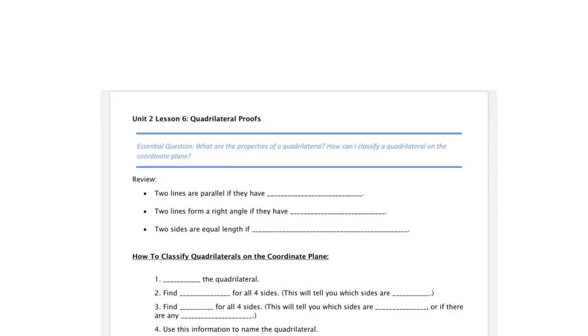For this lesson, you will need to recall the distance formula. And the distance formula is d equals the square root of (x2 minus x1) squared plus (y2 minus y1) squared. So if need be, please go back to your lesson number 1 within this unit so that you can recall how to use the distance formula if you've forgotten.